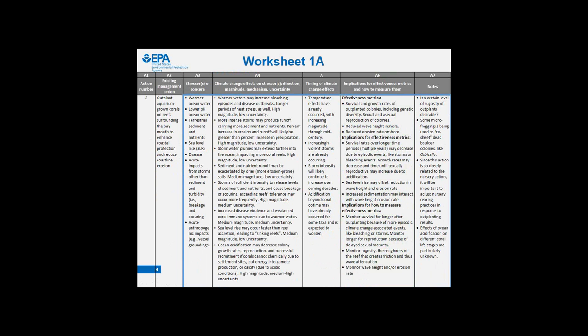The next one, sediment and nutrient runoff may be exacerbated by drier, more erosion-prone soils. So as deeper droughts occur as a result of climate change, the soils may become more prone to runoff as a result of those droughts. Medium magnitude and a low uncertainty. Storms of sufficient intensity to release levels of sediment and nutrients and cause breakage and scouring may exceed reefs' tolerance and may occur more frequently. So larger, more powerful storms, making it harder for the reefs to cope with their impacts. Have a high magnitude and a medium uncertainty.